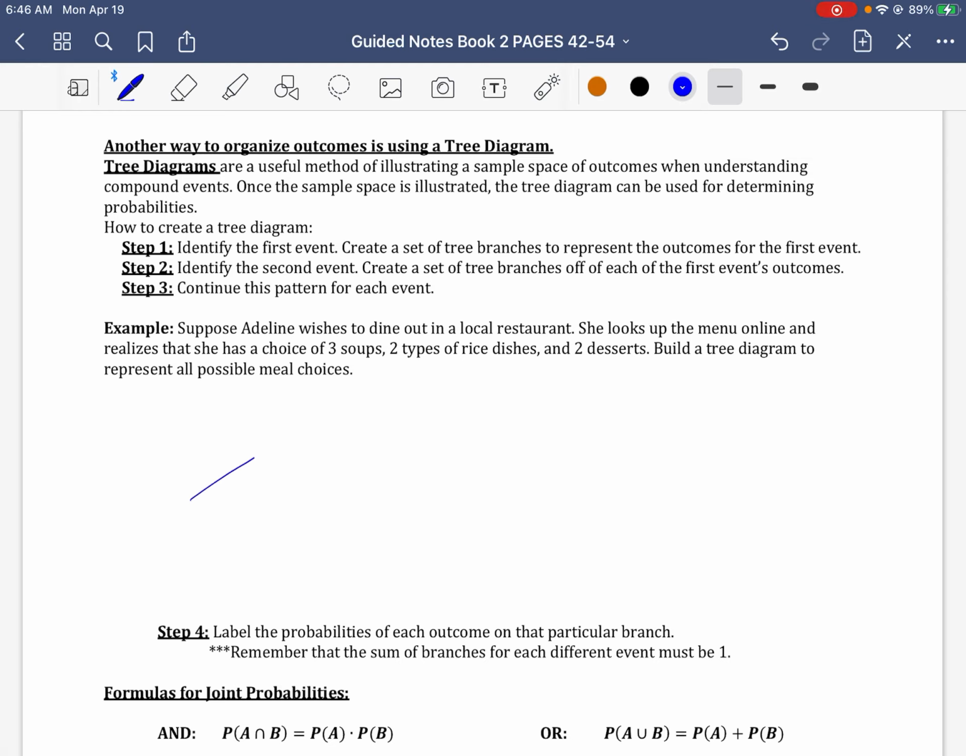So when I create the soup, I go ahead and create 3 branches because she has 3 options: soup number 1, soup number 2, or soup number 3. Each of those are different meals. Then she has 2 possibilities for rice dishes. So if she orders soup 1 going up that top branch, she could get rice 1, or she could get rice 2. Now recognize here's a meal, soup 1, rice 1 so far. That's a different meal than if she gets soup 1, rice 2. So each branch is leading us to a different meal.